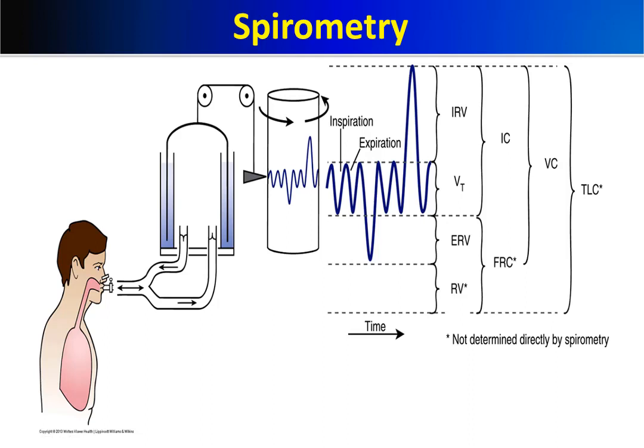Another capacity is what we call the vital capacity. This vital capacity is the maximal volume of air which can be inspired or expired using the maximal inspiratory and expiratory effort. So it is composed of the tidal volume plus the inspiratory reserve volume plus the expiratory reserve volume. Another lung capacity is known as the total lung capacity.